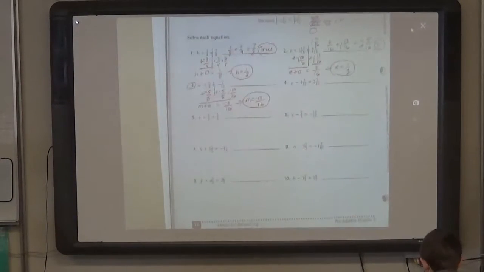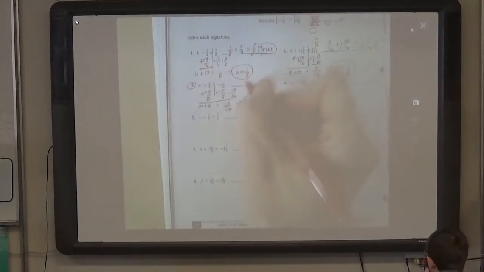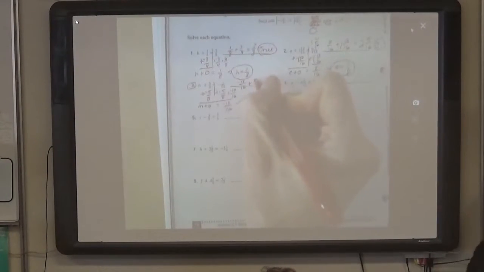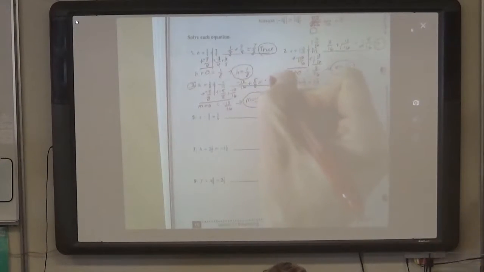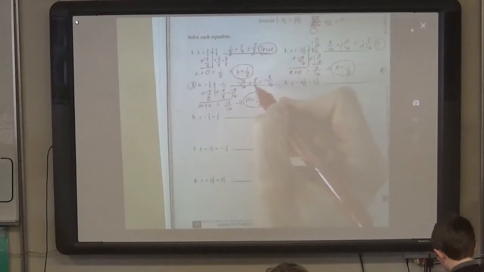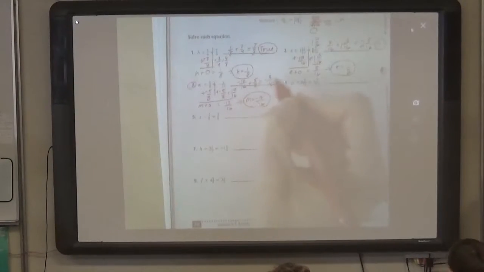And then write the check. Negative 13/16 plus 5/8 equals negative 3/16. Since 5/8 is 10/16, we know that this is true.